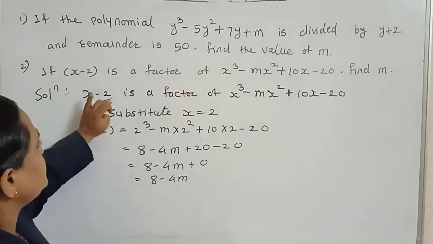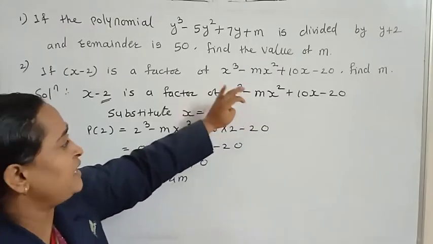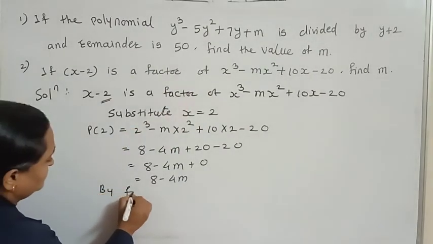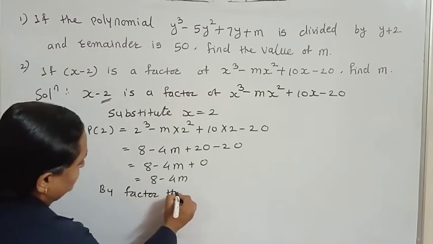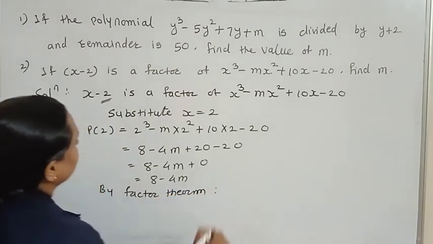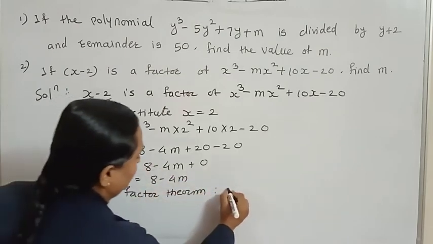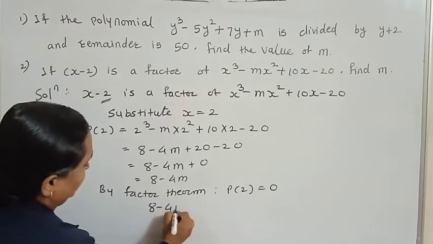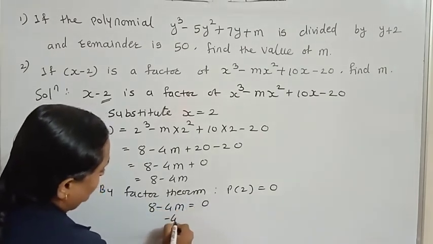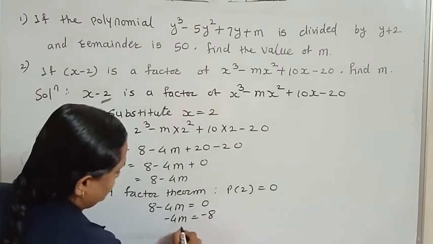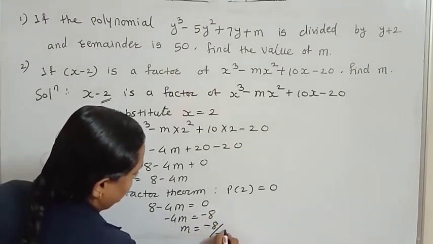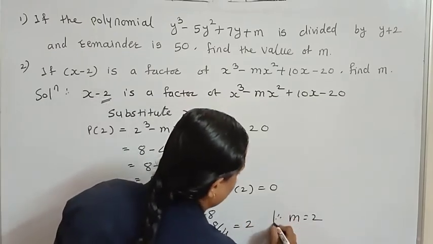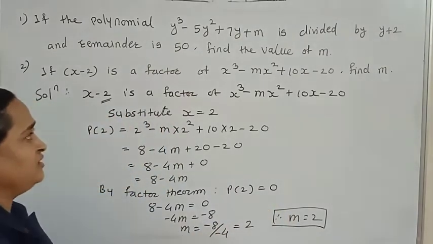Now see what is given: x minus 2 is a factor of this, then by the factor theorem the remainder will be 0. And what is the remainder? P of 2. By the factor theorem, P of 2 is equal to 0, so 8 minus 4m is equal to 0. Minus 4m is equal to minus 8. M is equal to minus 8 upon minus 4, which is 2. Therefore, m is equal to 2. Now in this way we can find the value.